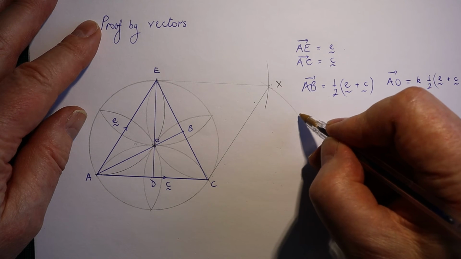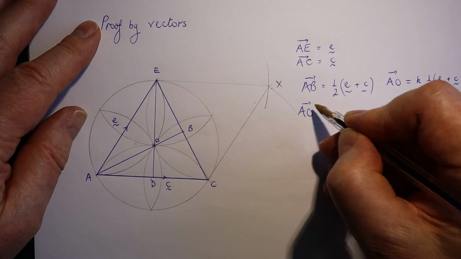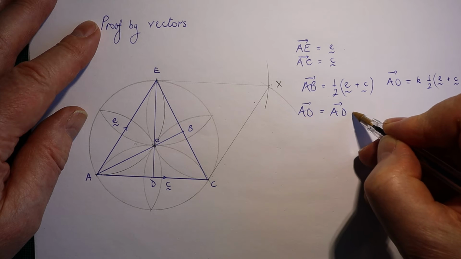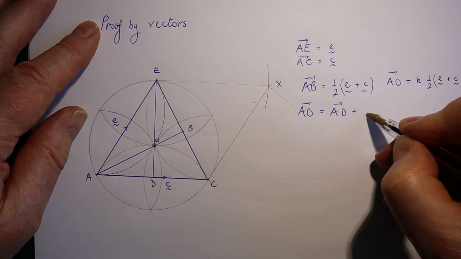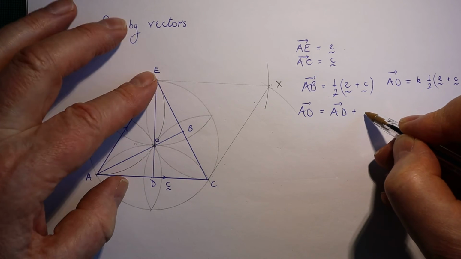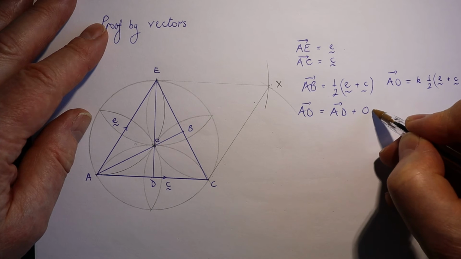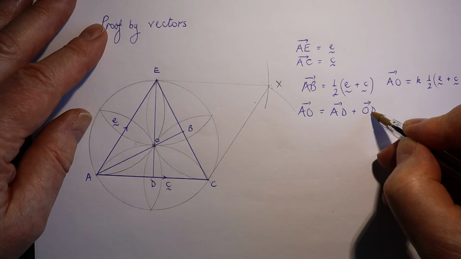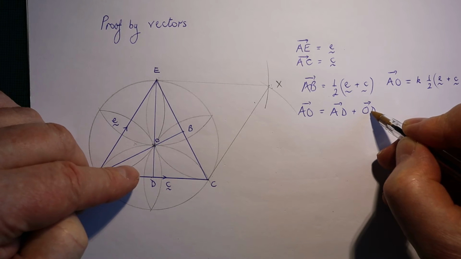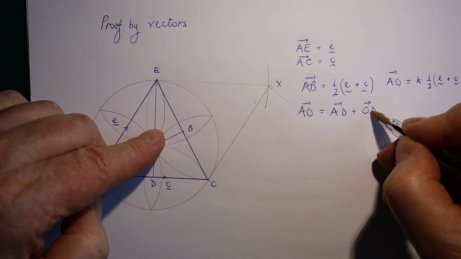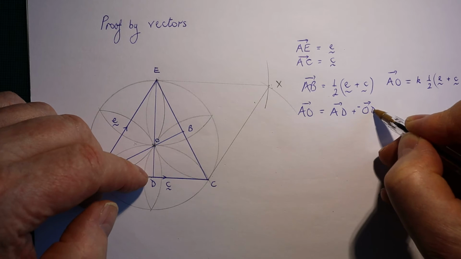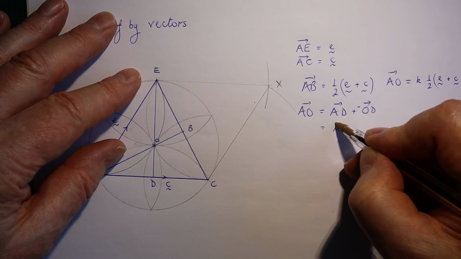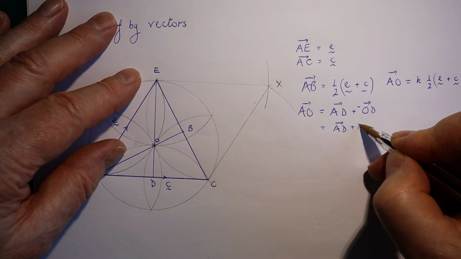So we can say AO is also equal to AD plus some fraction of OE, or for the moment we just put plus OD. Strictly it's DO, I should put there, because it's going in that direction. So I should make it negative, but I'll write it out again just correctly. AD plus DO.